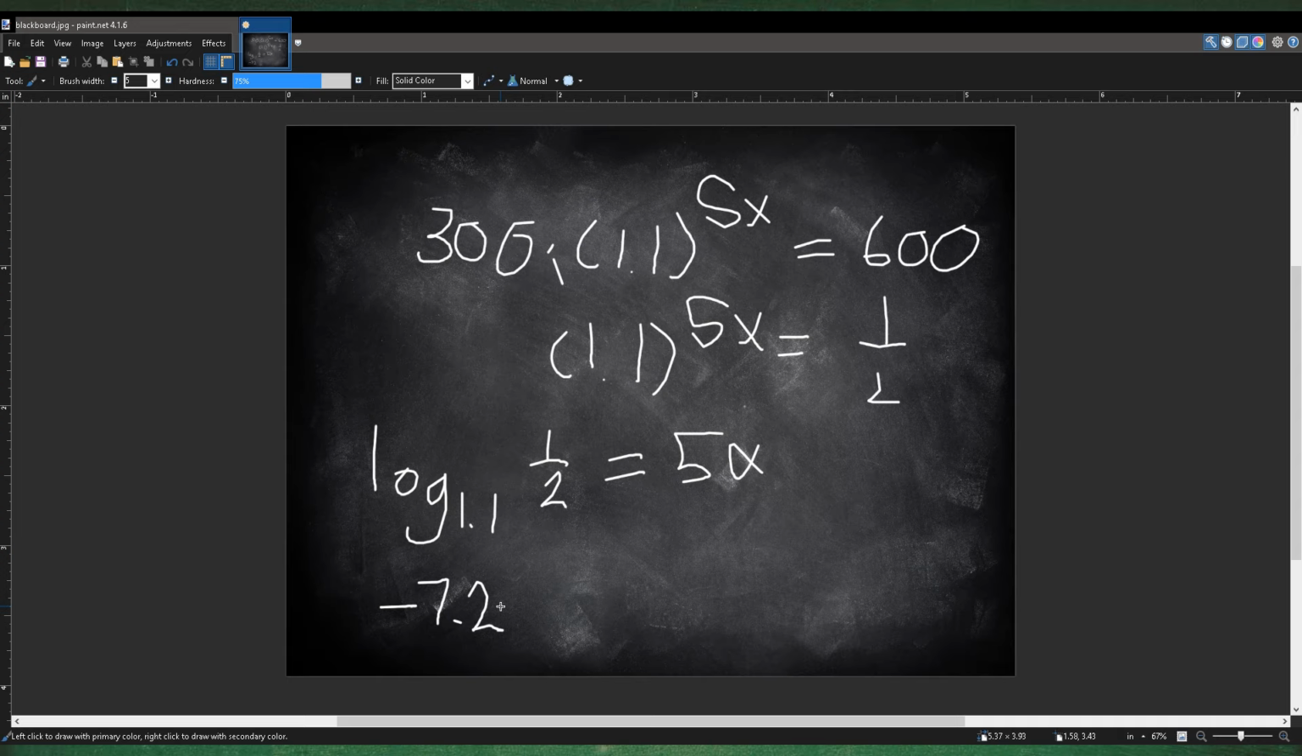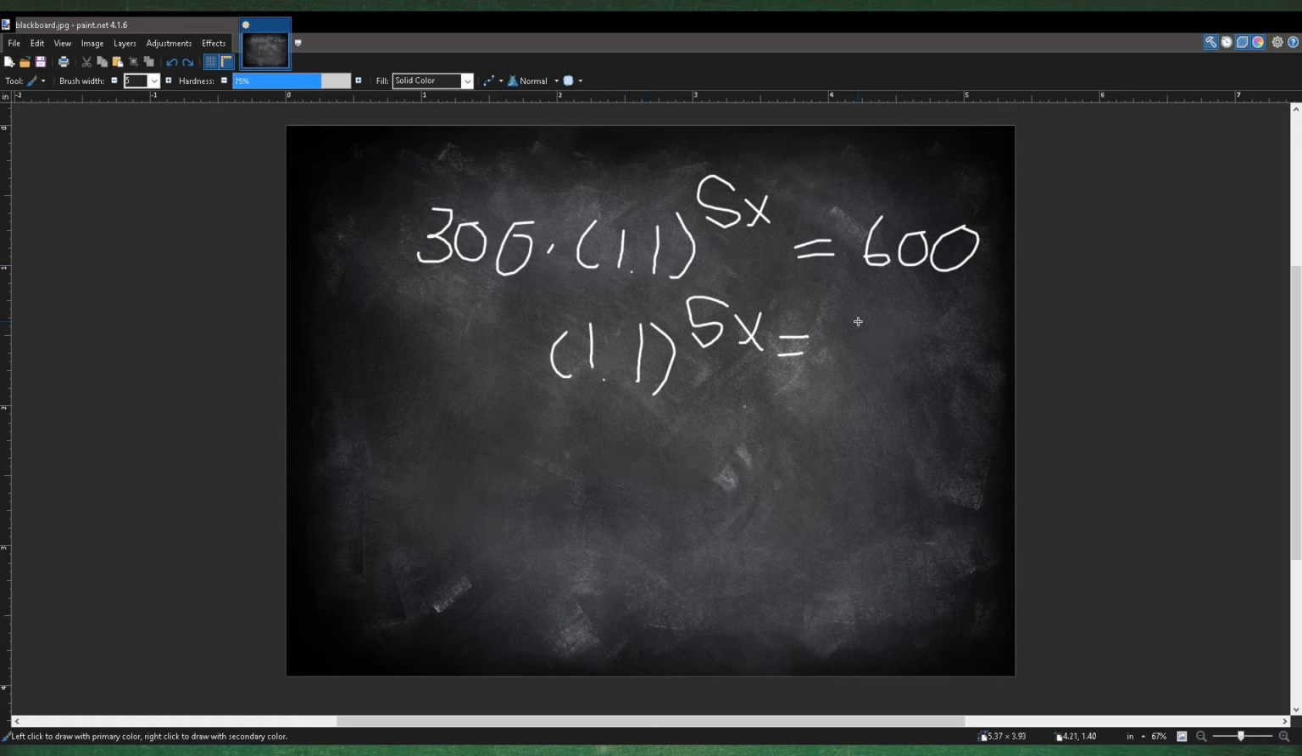Sorry, did I write that wrong? 1.1 to the power of x. Oh, sorry, I'm writing this wrong. This is 2, because 600 divided by 300 is 2. Sorry, I messed up about that. So you put log 2 of 1.1 is equal to 5x, and you plug that into your calculator.